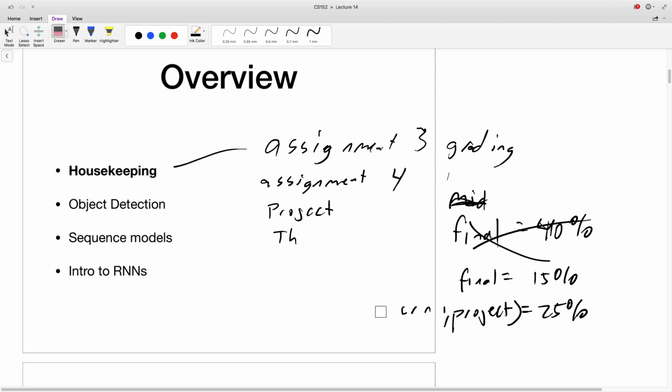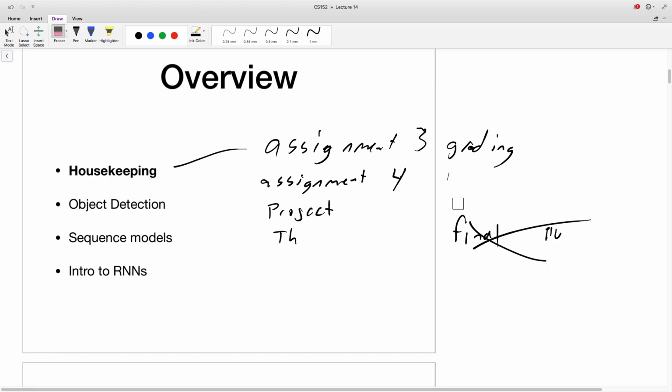Let's see. I have not updated the syllabus to show the mention of the project. The project is kind of an addendum to the syllabus, let's say. I don't know why that won't erase.